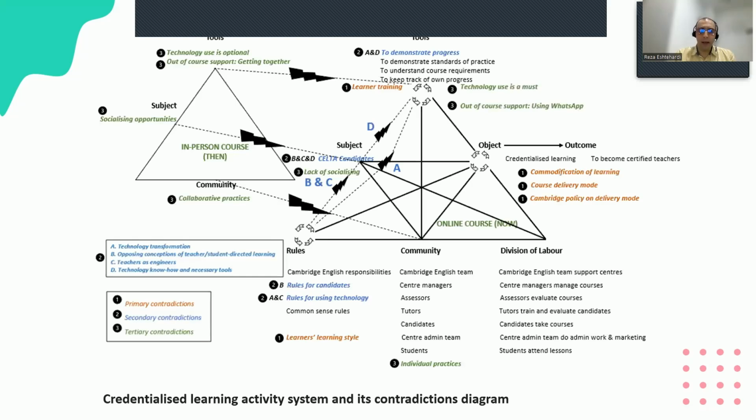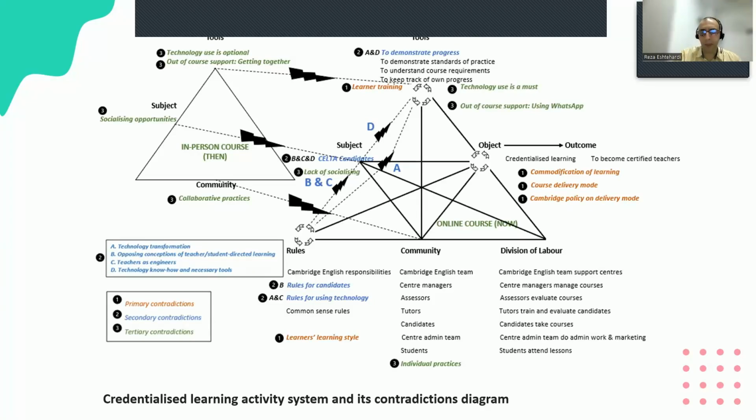Now, this rather complicated diagram is a combination of all the seven elements that I just talked to you about, plus the contradictions that I managed to find in this system. It's a little bit complicated, so I tried to use different colors to show different levels of contradiction: primary, secondary, and tertiary contradictions. I'm not really going to talk about all of them because it takes a really long time.